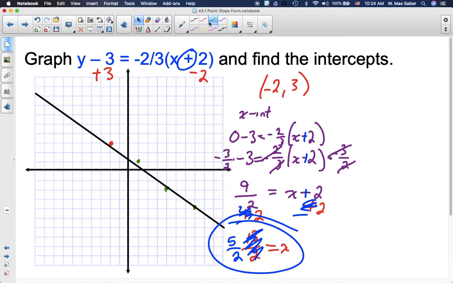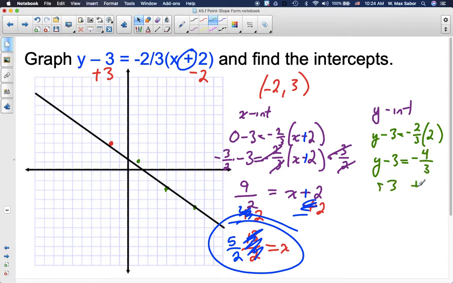That makes more sense. And then for the y-intercept, let's plug in x equals 0. So y minus 3 equals negative 2/3 times 0 plus 2. So y minus 3 equals negative 4/3. And now we add 3 to both sides. So y equals 5/3. And that's our answer.